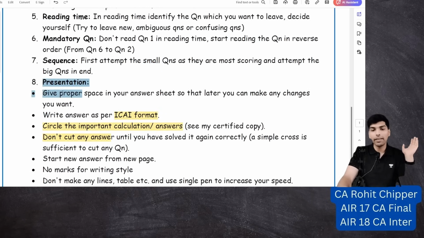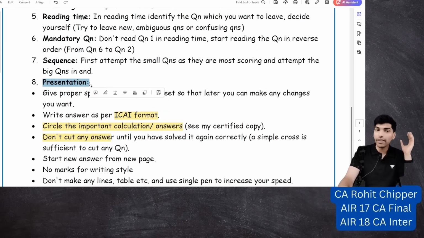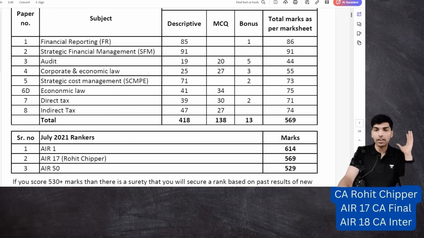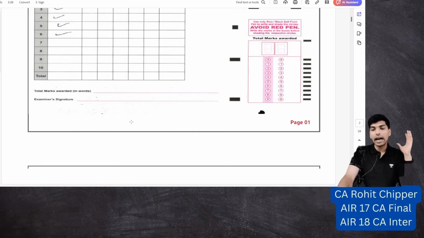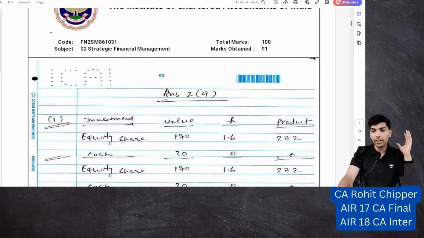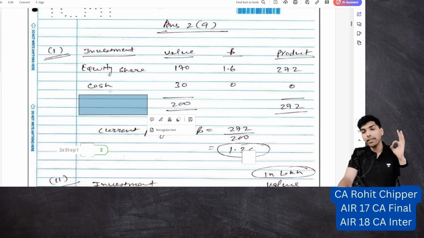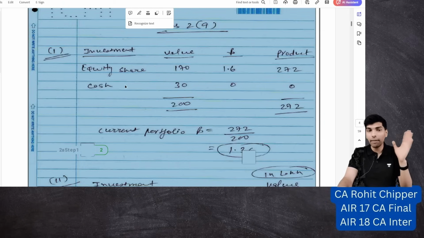Now let's move to the presentation part, how you should present your answer. First thing is to give proper space in your answer sheet. If I show you my answer sheet here, I have given proper space everywhere. Here you see I have left one line everywhere. The purpose of leaving the line is, first, that the examiner should be able to read it clearly. There is no confusion.